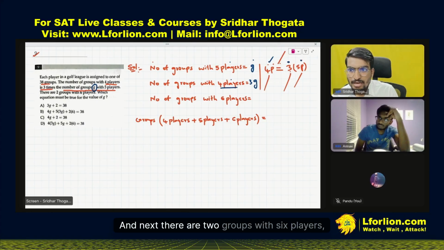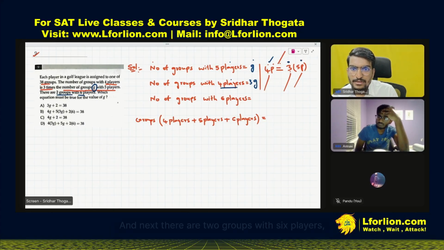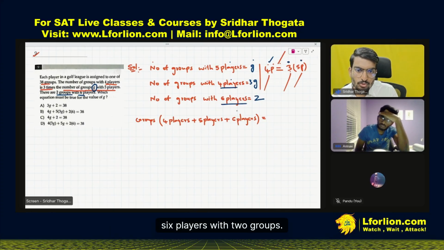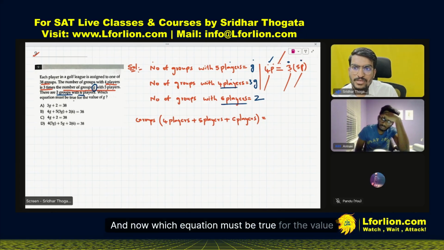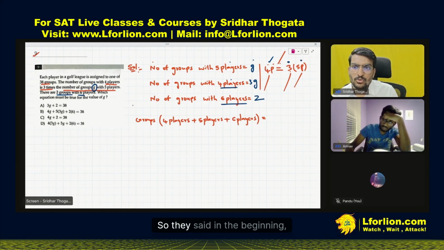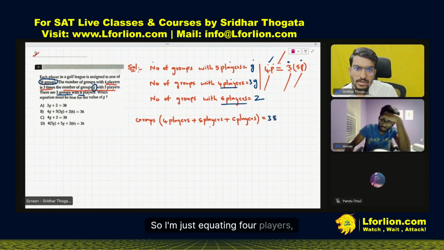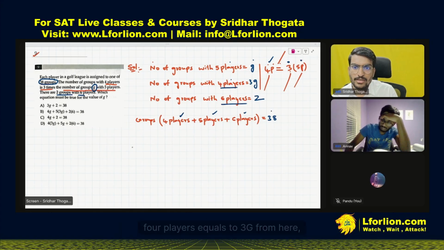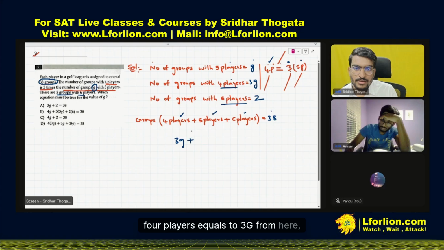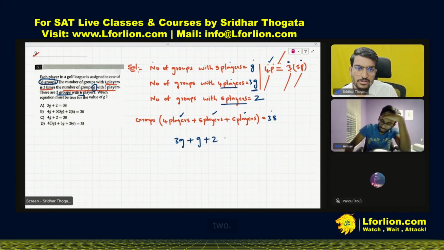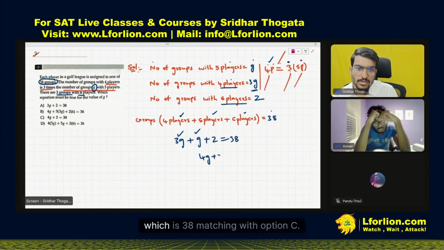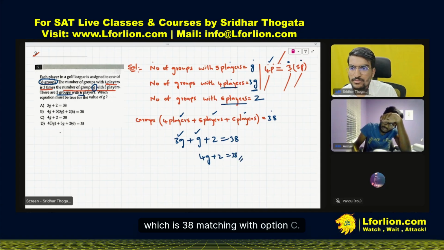And next, there are 2 groups with 6 players. Now, which equation must be true for the value of G? They said in the beginning that altogether it's 38 groups. So I'm equating 4 players, 5 players, 6 players equal to 38, forming an equation. Now 4 players equals 3G, and 5 players equals G, plus 6 players is 2, that equals 38. 3G plus G is 4G, plus 2, which is 38. It's matching with option C.